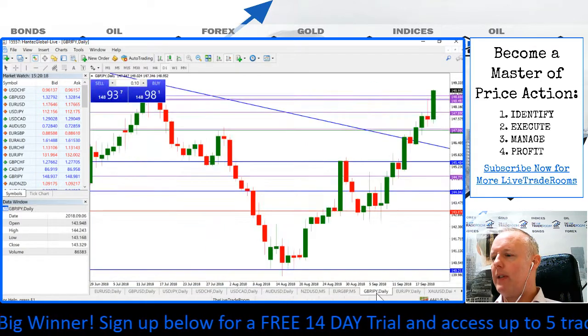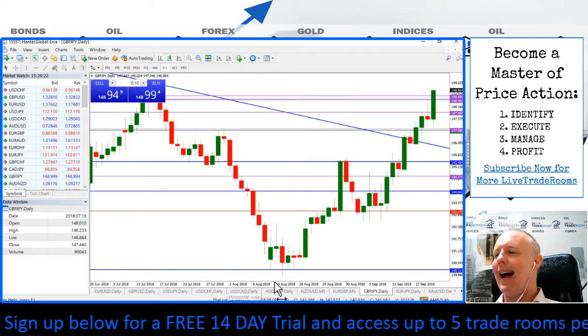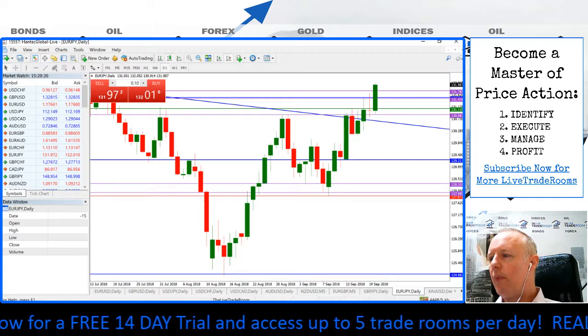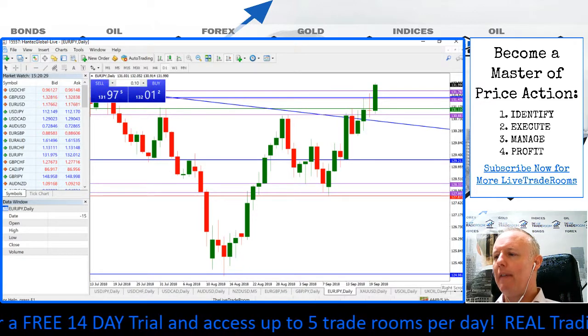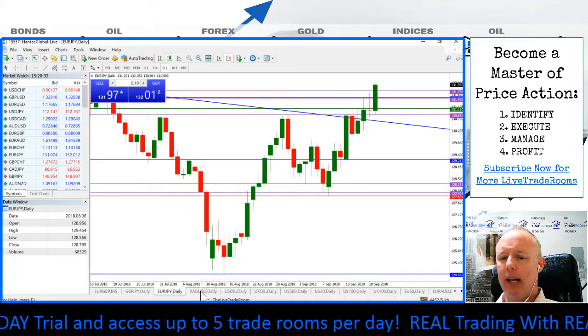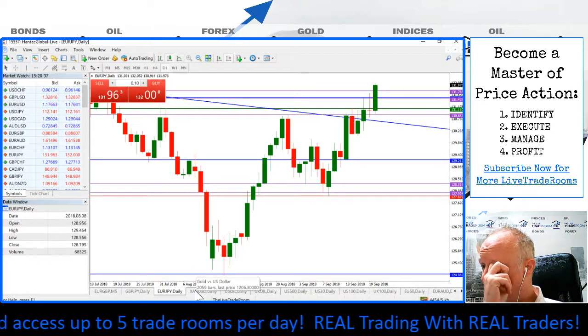So we've seen the pound strengthen against the dollar and the yen, and the same situation for the euro. We have currently seen some really strong day moves in that market. So very well done for those of you that were on these trades.